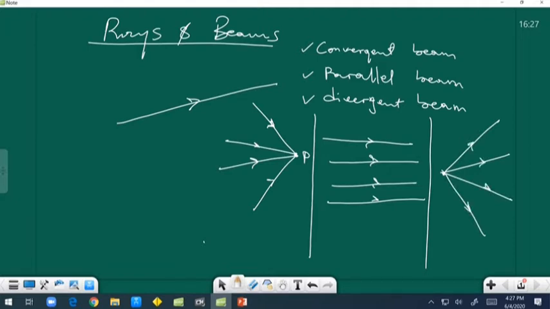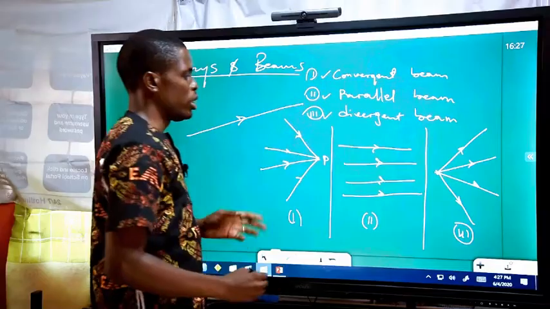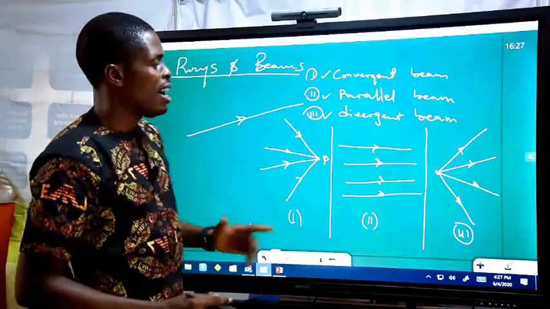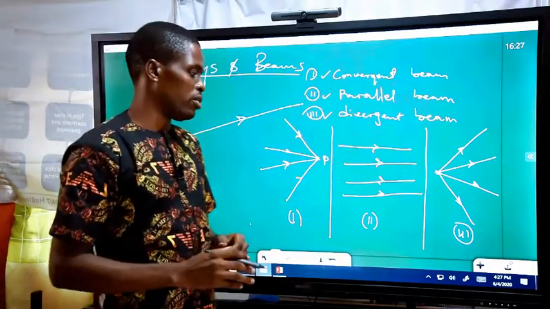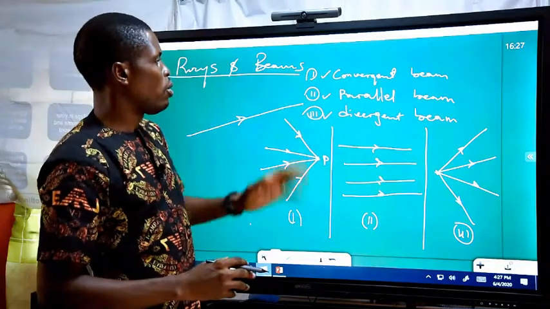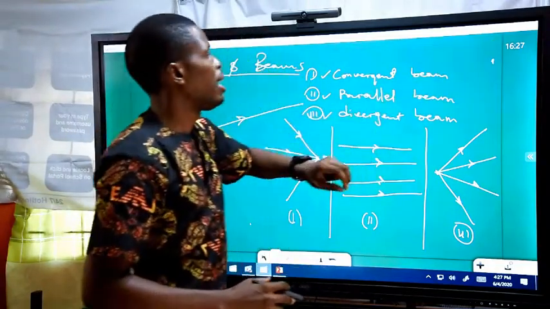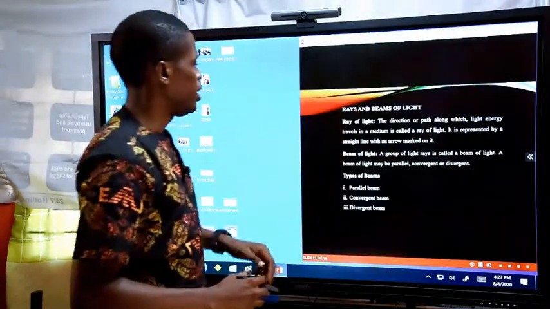So we have a convergent beam, we have parallel beam, and we call these 1, 2, and 3. So this one is 1, that is for convergent beam. 2, that is for parallel beam. And 3 is for divergent beam. So the three types of beams have different applications. And as we go on, we are going to see how they are applied in various areas.